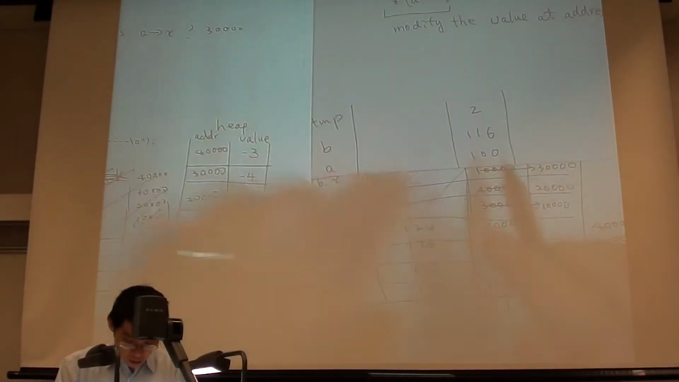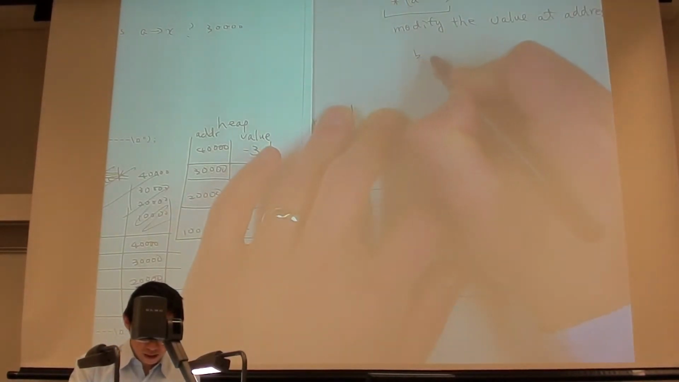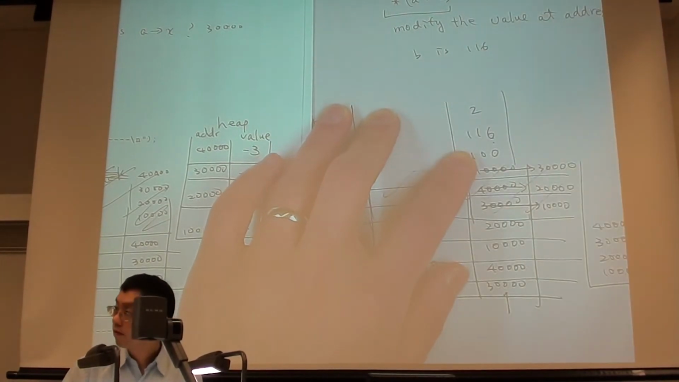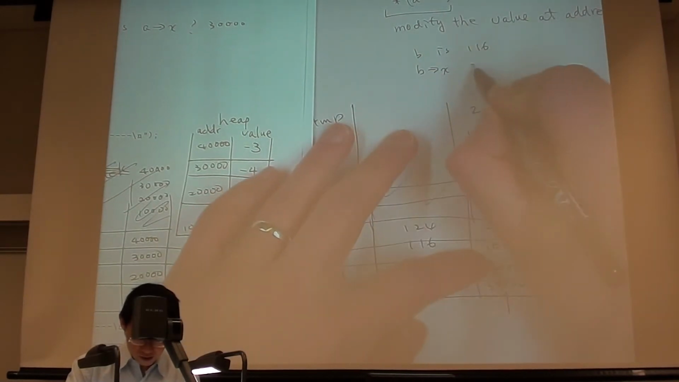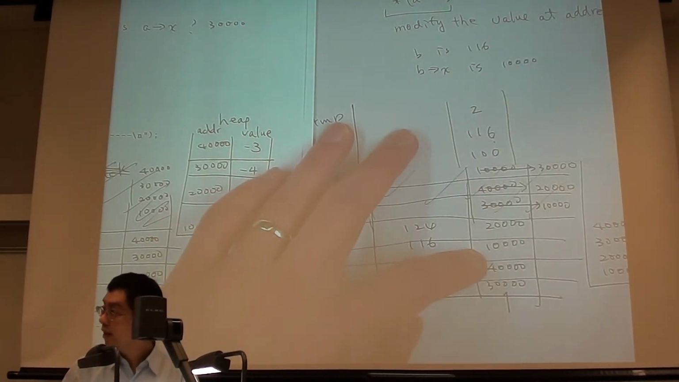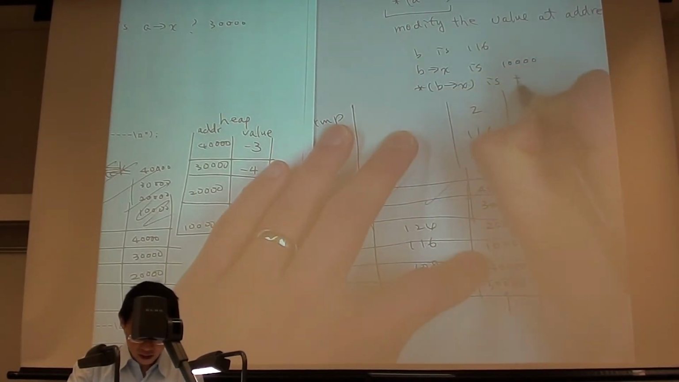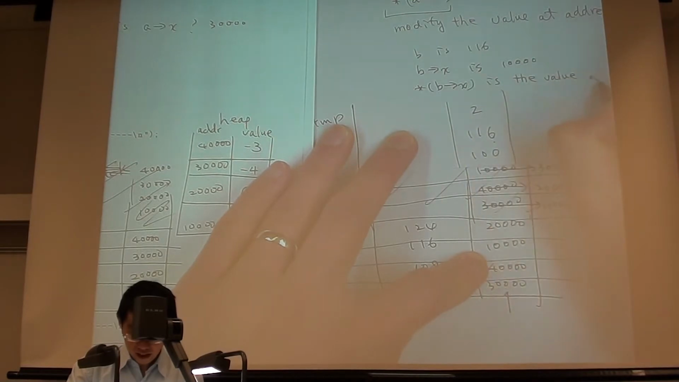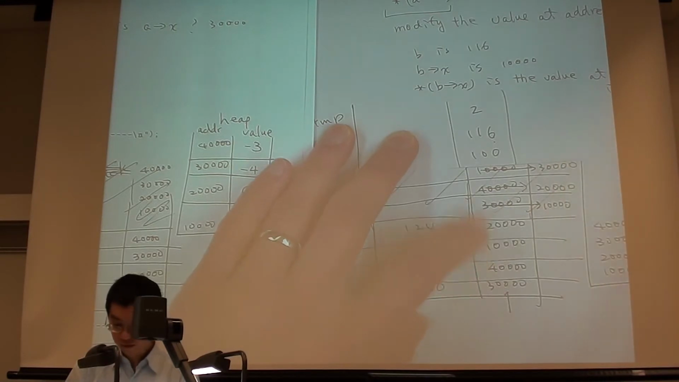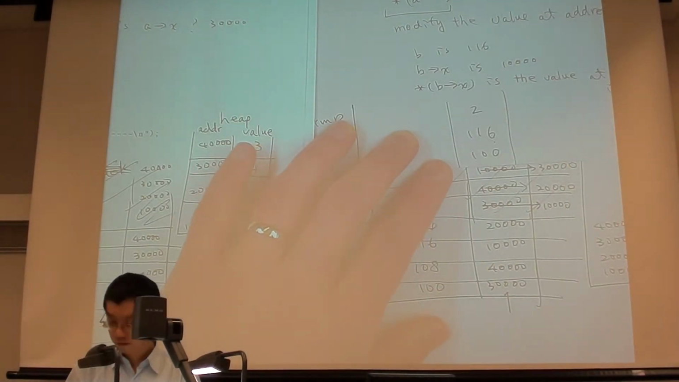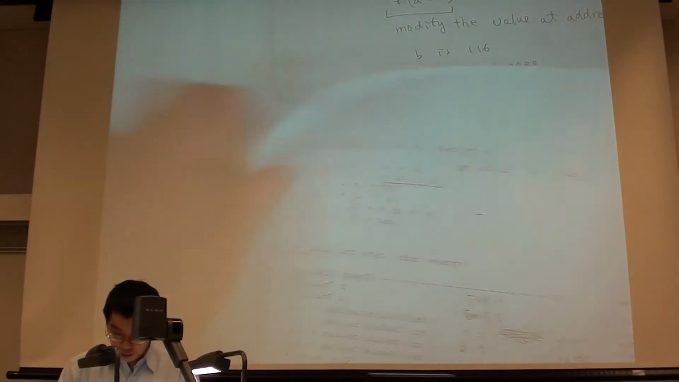And B is 116. So B is 116. B's X is going to be 10,000. Star B->X is the value at 10,000, and it is minus 4. Therefore, what you're doing is you are going to take this one, which is minus 4, assign to that location, this one becomes minus 4.